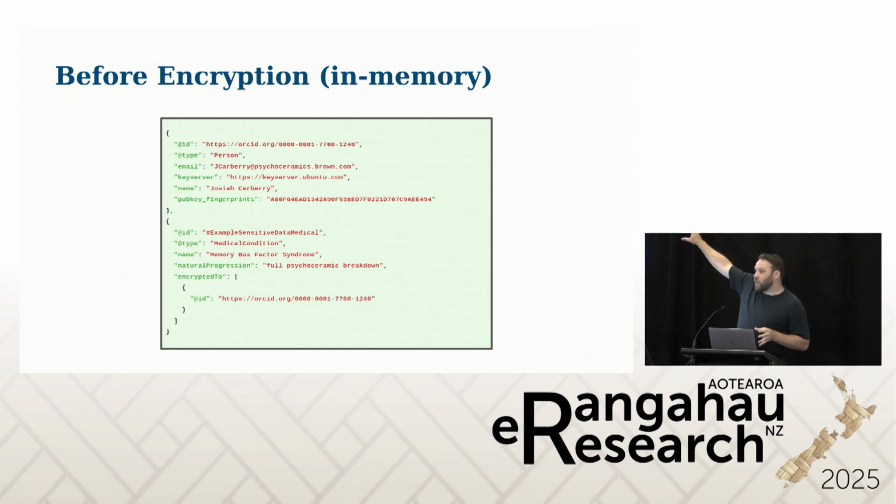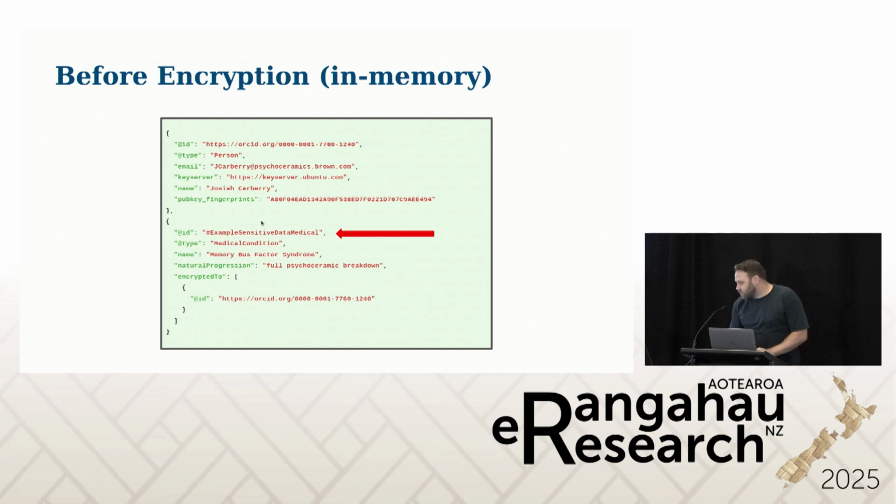We've got a person. That first block up the top there is a specific person. And we can see we've got this new interesting field here, which is a public key fingerprint. And then we also have the second field, so we've got two blocks of data. One at the top, that's a person. The one at the bottom is some sort of specific metadata about something. In this case, it is documenting a medical condition.